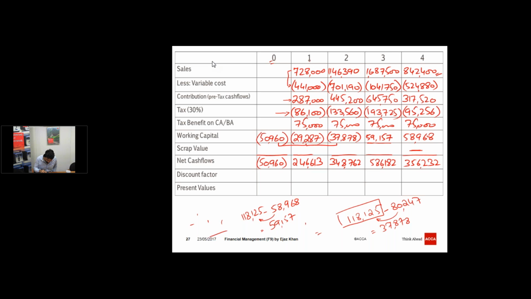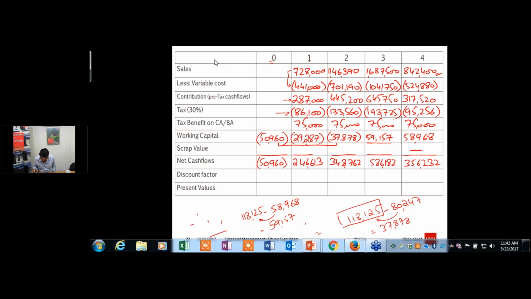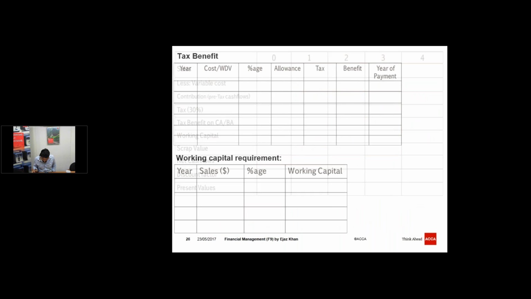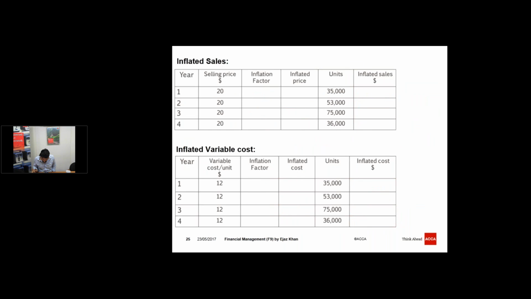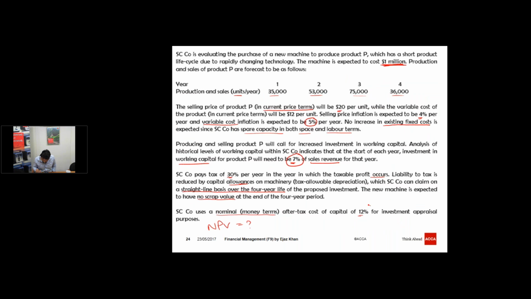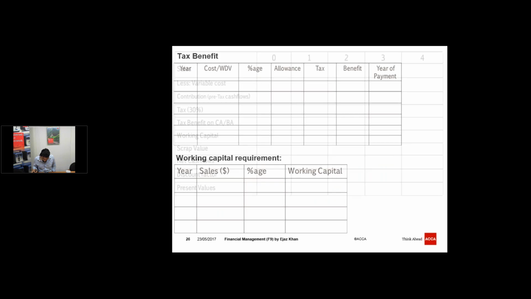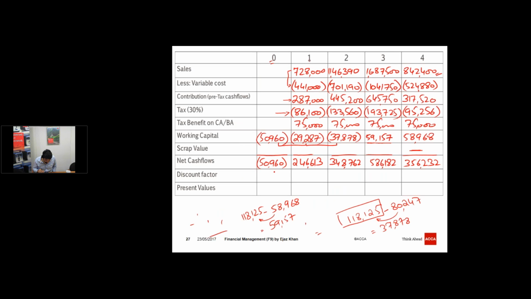Okay, what was our cost of capital? Let's go back to the question first and check the cost of capital, so that we know what discount factors we need. The cost of capital was 12%. Now, I would like all of you to tell me the discount factors for 12%. For year zero, it's always 1. So tell me from year 1 onwards.